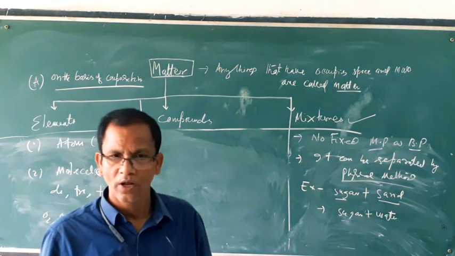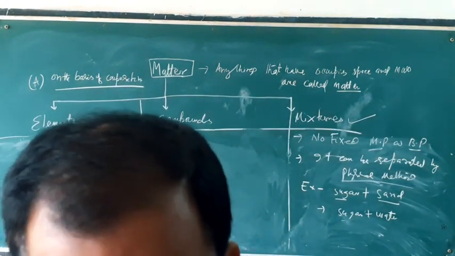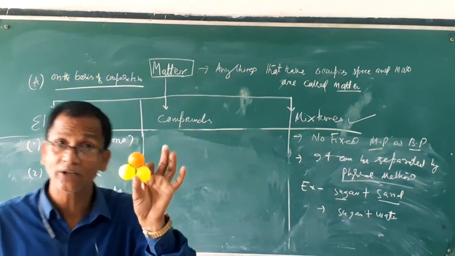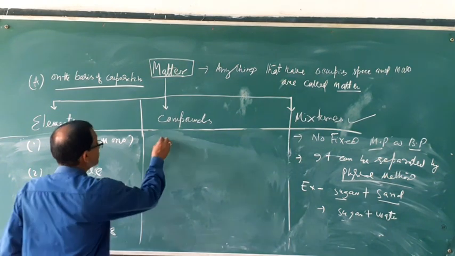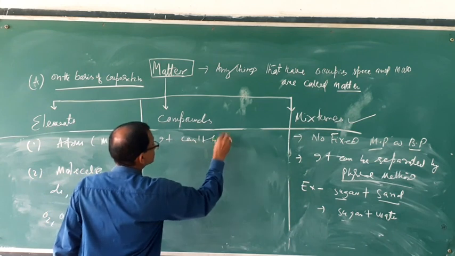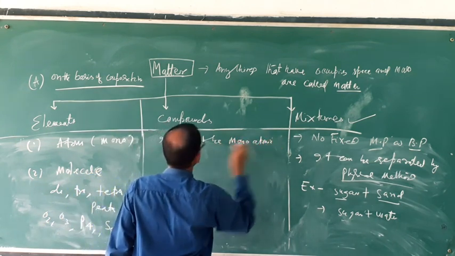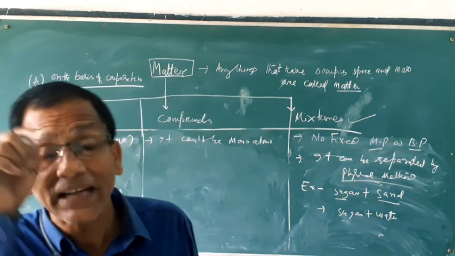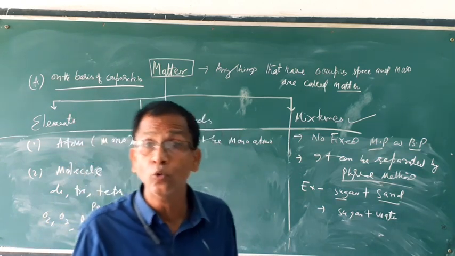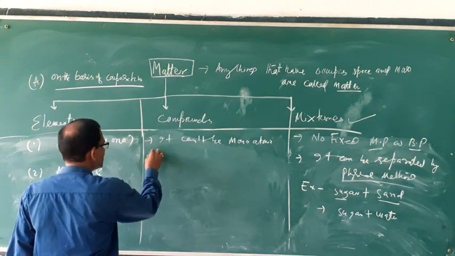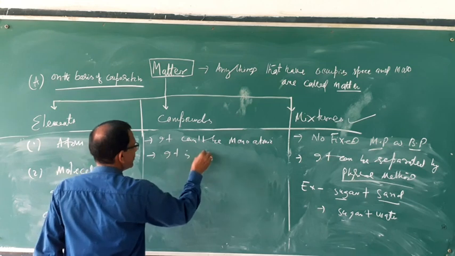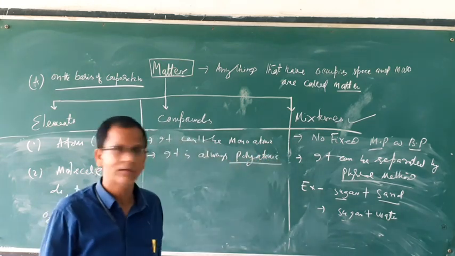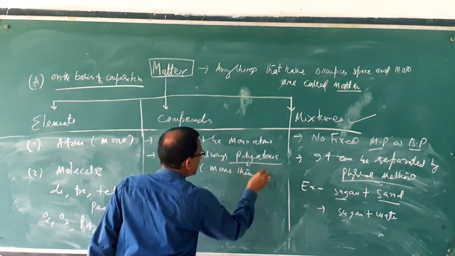Then come to compounds. Compounds are always made up of different atoms. Already we discussed. Compounds are made of different atoms. It cannot be mono. It cannot be monoatomic. It cannot be a compound if monoatomic, because by taking one atom, by taking one element, a compound cannot be formed. Compound is always formed by the combination of two or more elements. So it is always polyatomic. Poly means more than one.